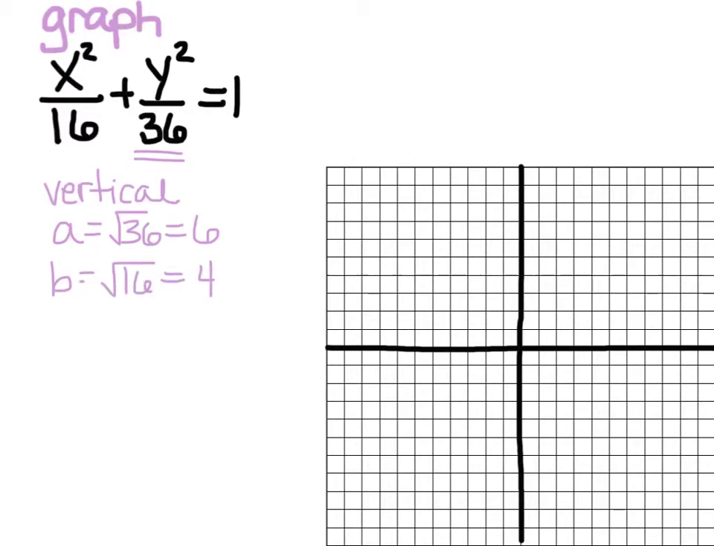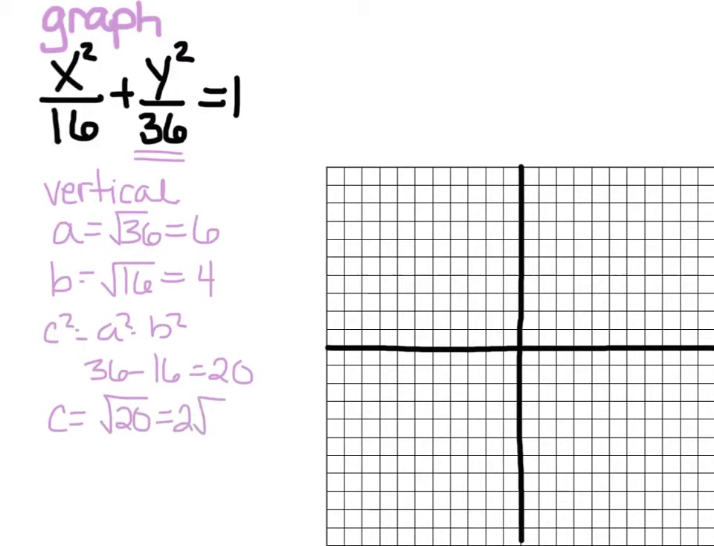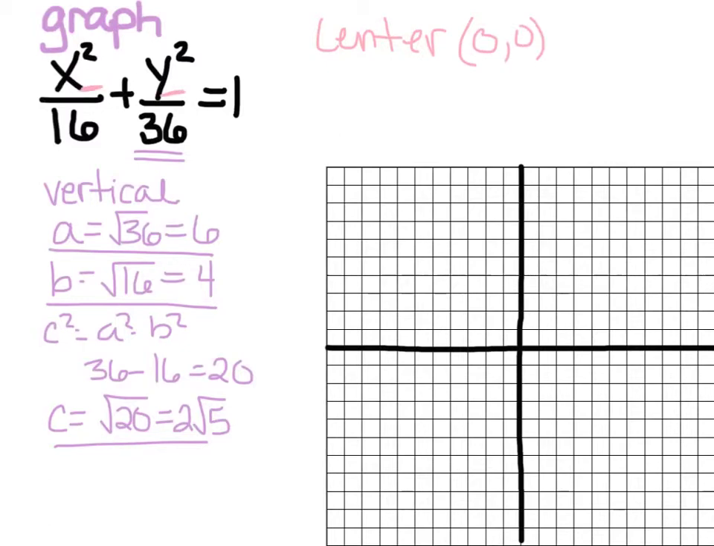We could figure out c, because we know c squared is a squared minus b squared. So 36 minus 16 is 20. That makes c the square root of 20, which can be simplified to 2 root 5. And so now that we've got a and b and c, we can graph this. All we need to do is locate the center. Center is always at (h, k). We don't have an h here, we don't have a k here, so our center is at (0, 0).